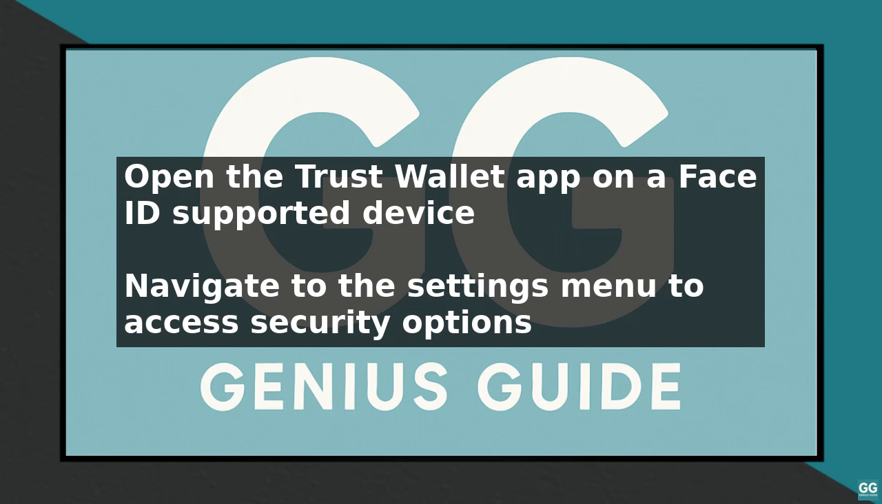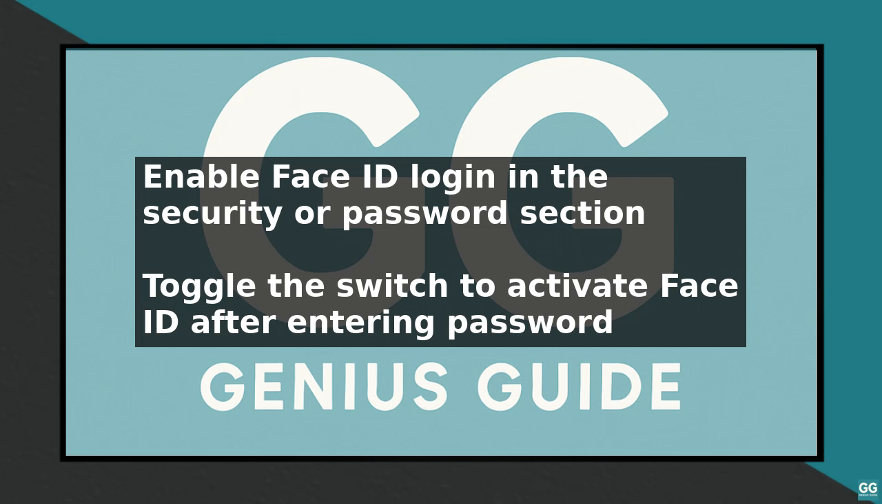If you are unable to access the app due to a forgotten password or other issues, you will need to reset the app or contact support. Once you have accessed the app, navigate to the Settings menu, usually located in the top right or left corner of the screen. In the Settings menu, look for the Security or Password section and select it.